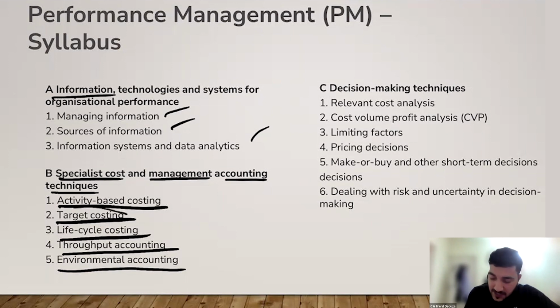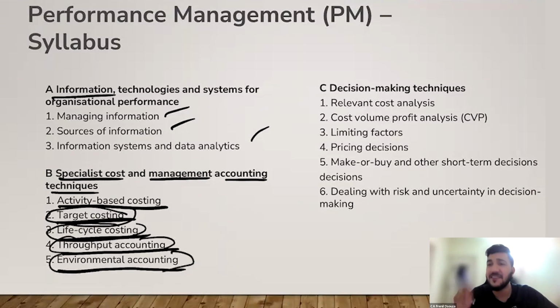And what is target costing? What is life cycle costing, throughput costing, throughput accounting, and environmental accounting? These are all small concepts, and I'm going to go in depth on these topics as the time comes. I'm just giving an overview of what is there and what is not there.